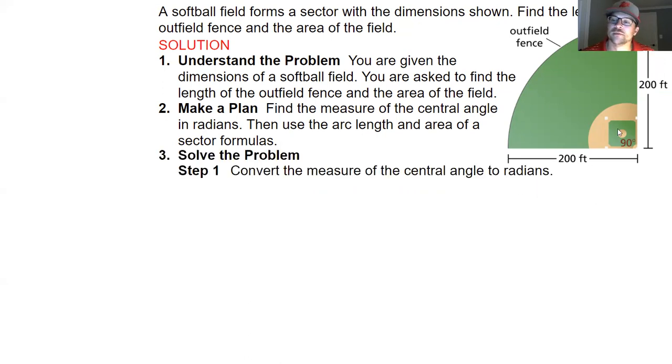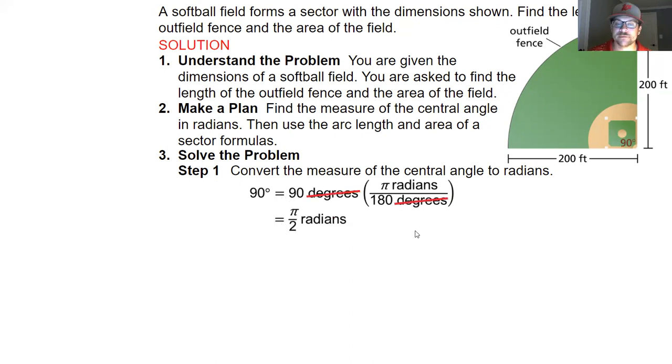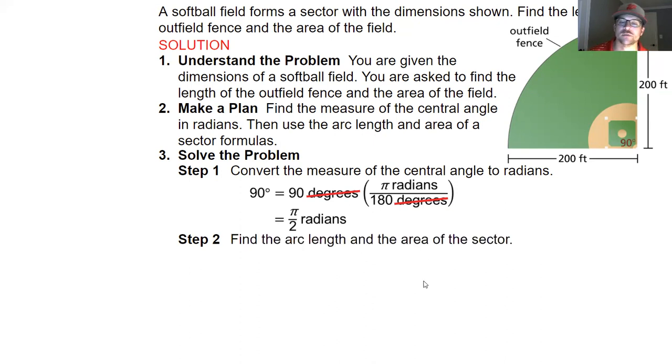So step 1 is to convert our 90 degrees to radians. Remember, the formula is times pi divided by 180. So 90 over 180 reduces to 1/2, which is just pi over 2 radians. Because those formulas that we're going to use for arc length and sector have to be in radians.